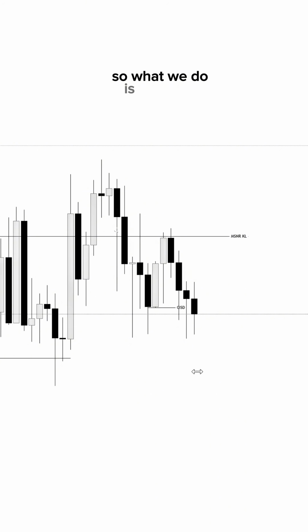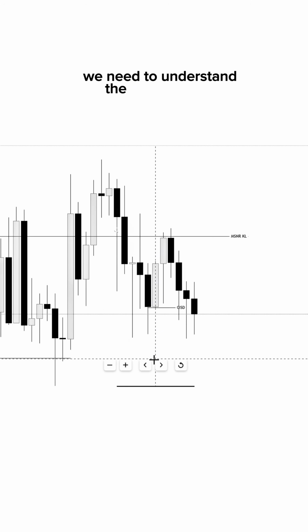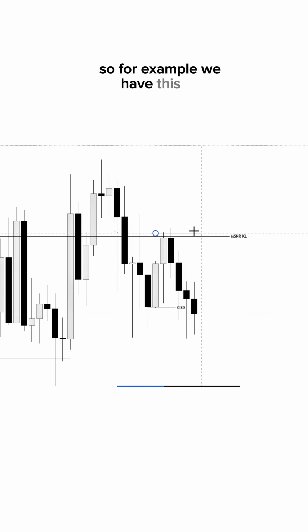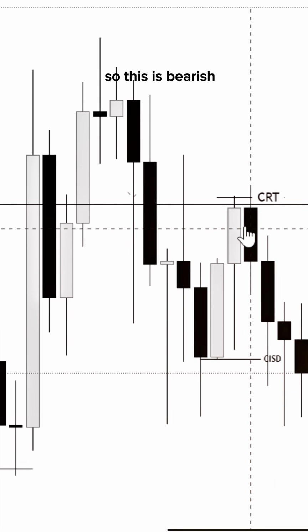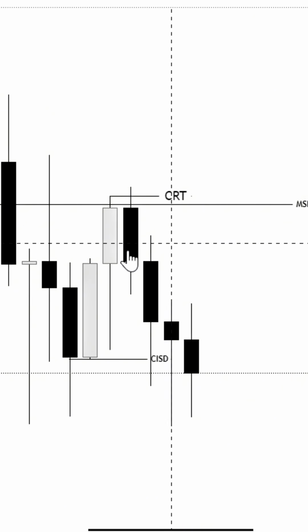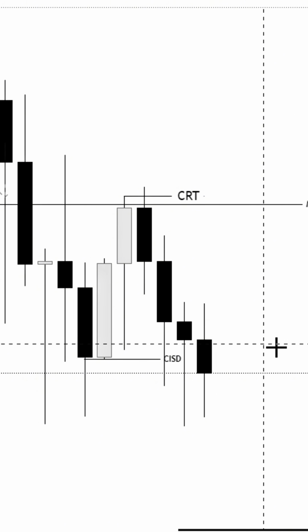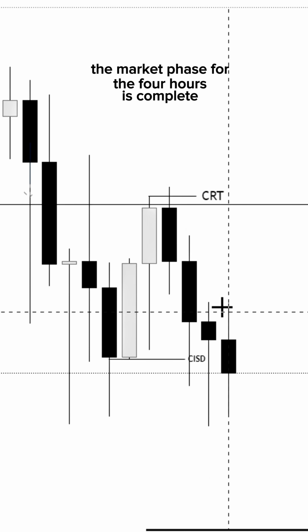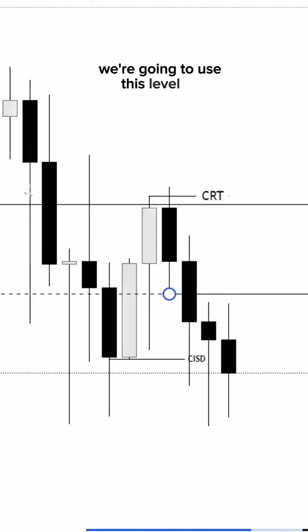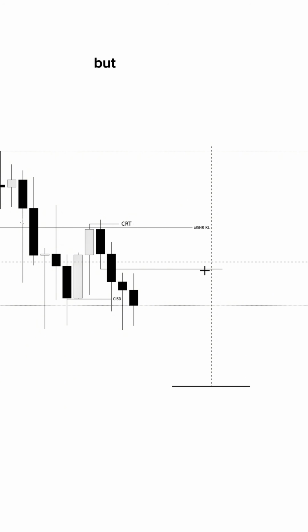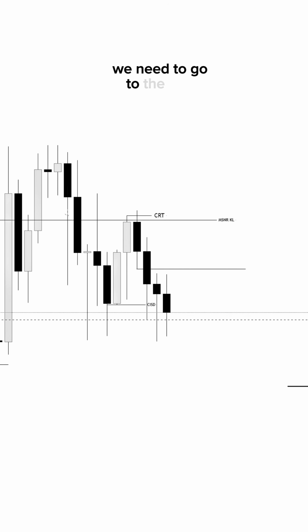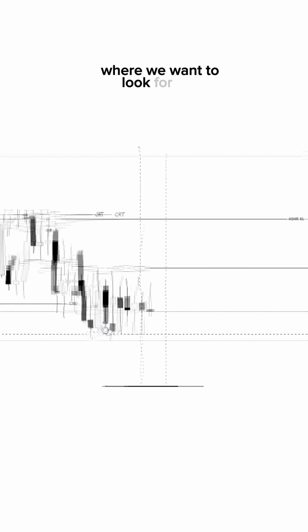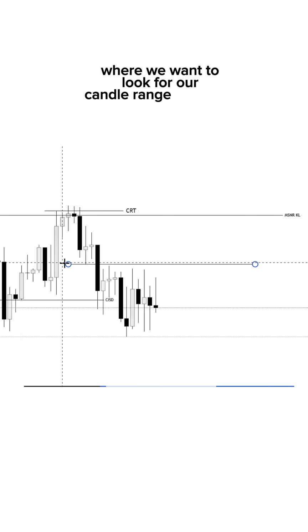So what we do is basically we need to understand the market phases. For example, we have it as a bearish CRT. So this is a bearish candle range, and of course we have 1, 2, 3, 4. So the market phase for the 4 hours is complete. So we're going to use this level as our point of interest. But before we know if this level is going to be valid, we'll need to go to the 1-hour time frame where we want to look for our candle range inversion.